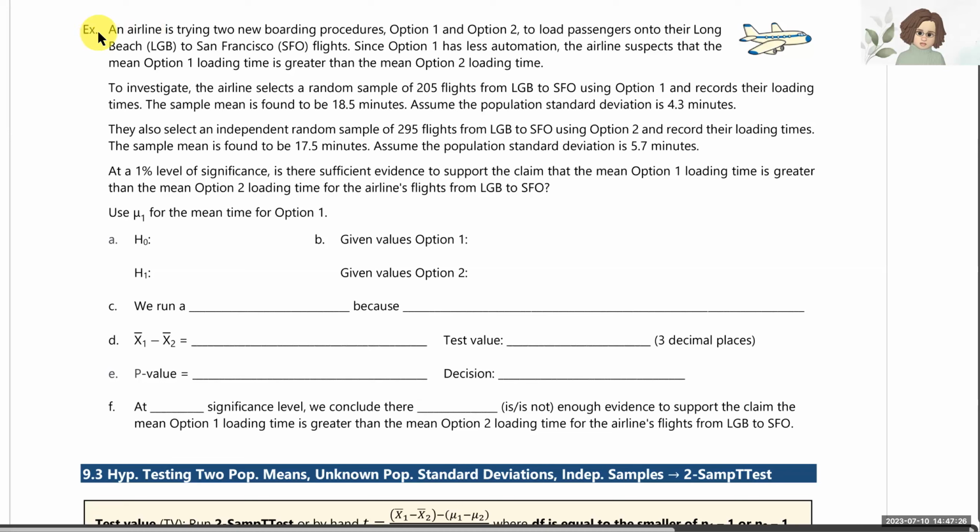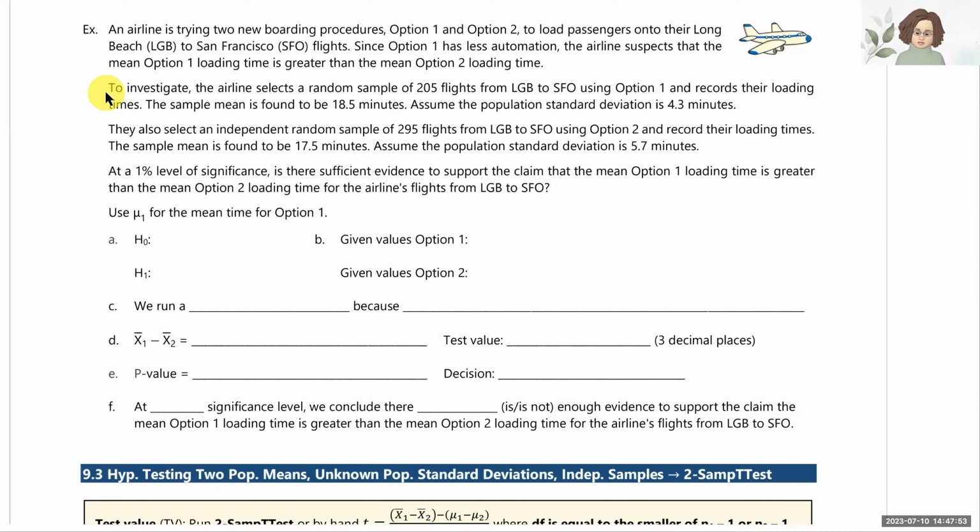So an airline is trying two new boarding procedures, option 1 and option 2, to load passengers onto their Long Beach to San Francisco flights. Since option 1 has less automation, the airline suspects that the mean option 1 loading time is greater than the mean option 2 loading time. To investigate, the airline selects a random sample of 205 flights from Long Beach to San Francisco using option 1.